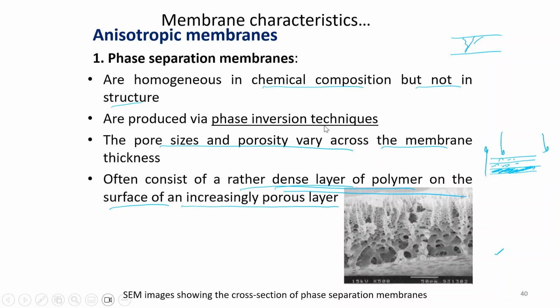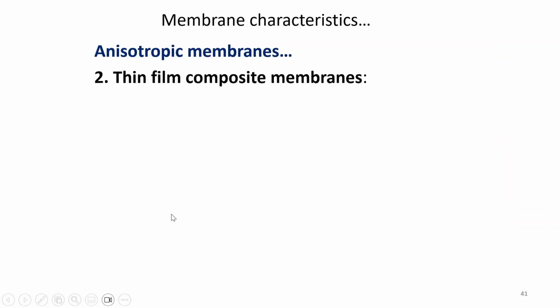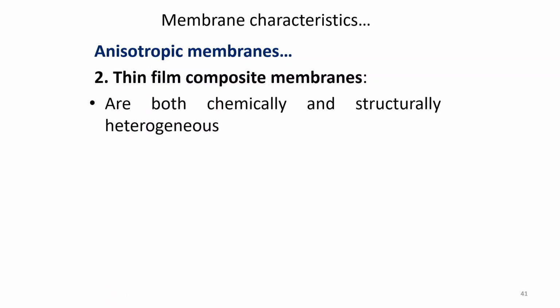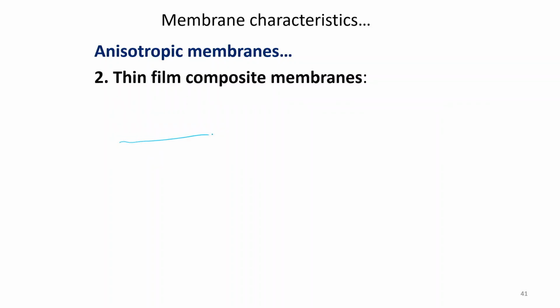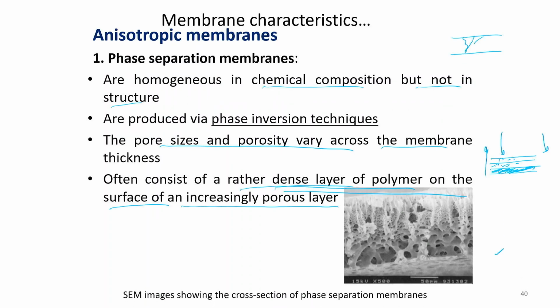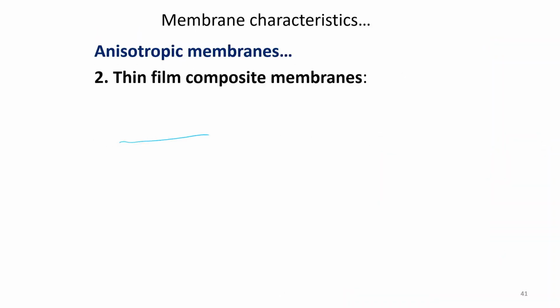So, the phase inversion technique is used. Next is the thin film composite membrane, where multilayer composites are created, and they are both chemically and structurally heterogeneous. In the earlier case we have seen it is from a single polymer, a single material, so chemically they are homogeneous, but not structurally. Structurally they are inhomogeneous.